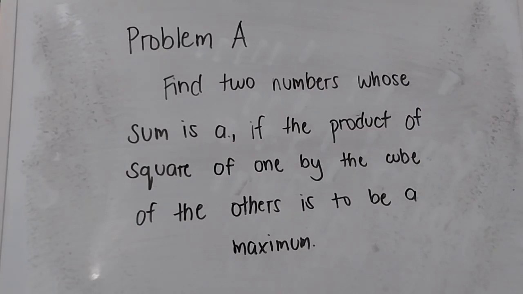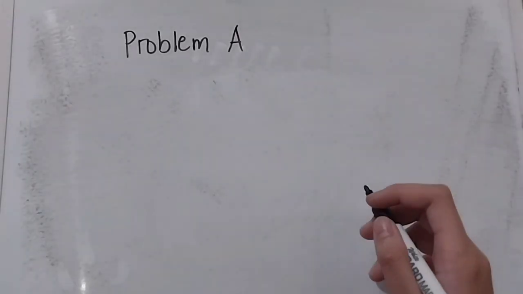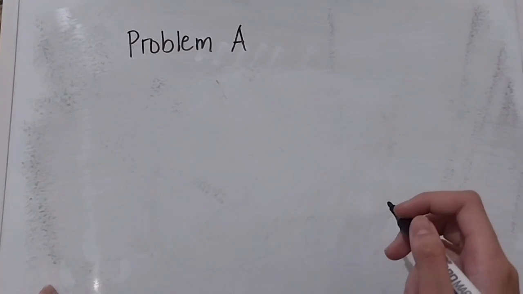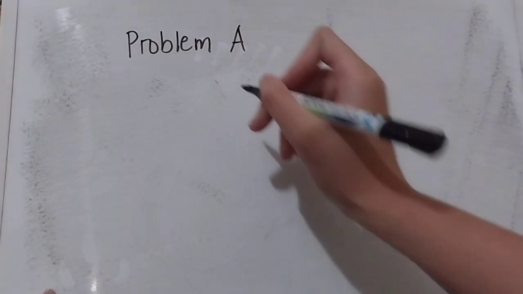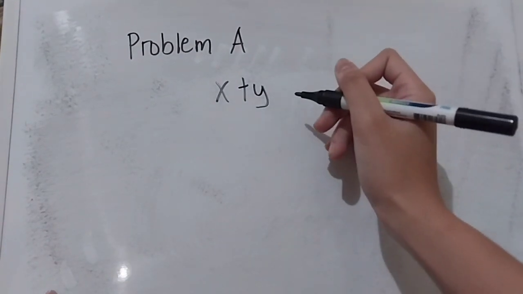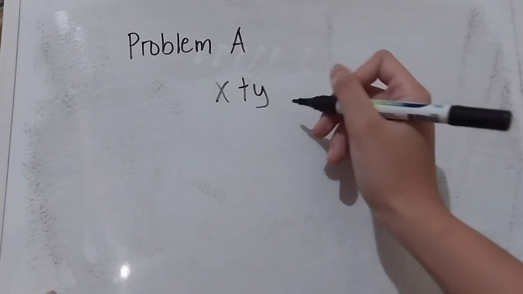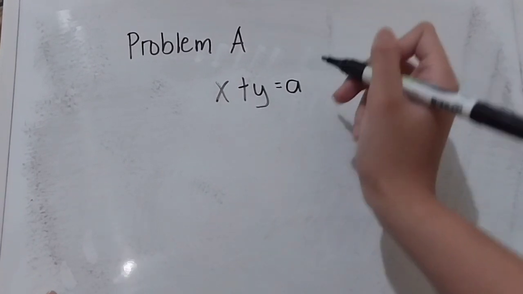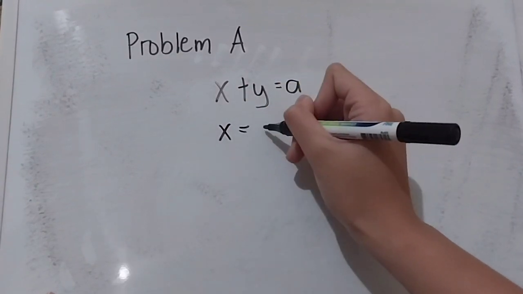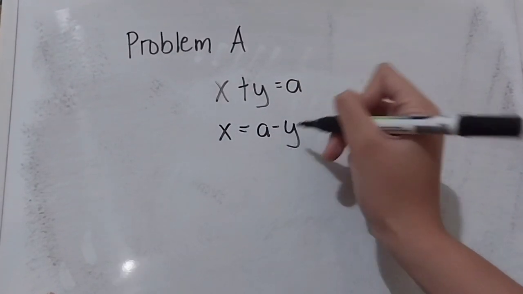Problem A. Find two numbers whose sum is A if the product of the square of one by the cube of the other is to be a maximum. First, let's create the equation. Let x and y be two numbers and the sum of the two numbers is A. And for our next equation, it could also be x equals A minus y.